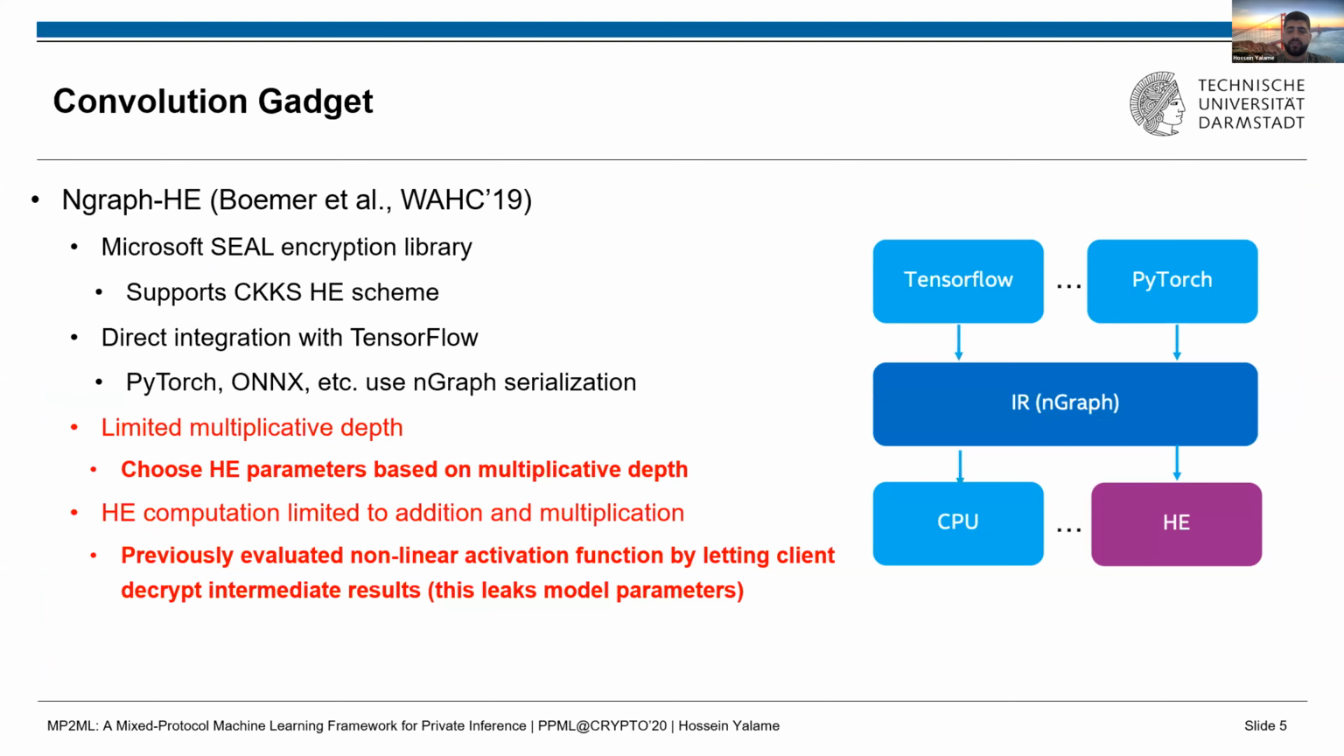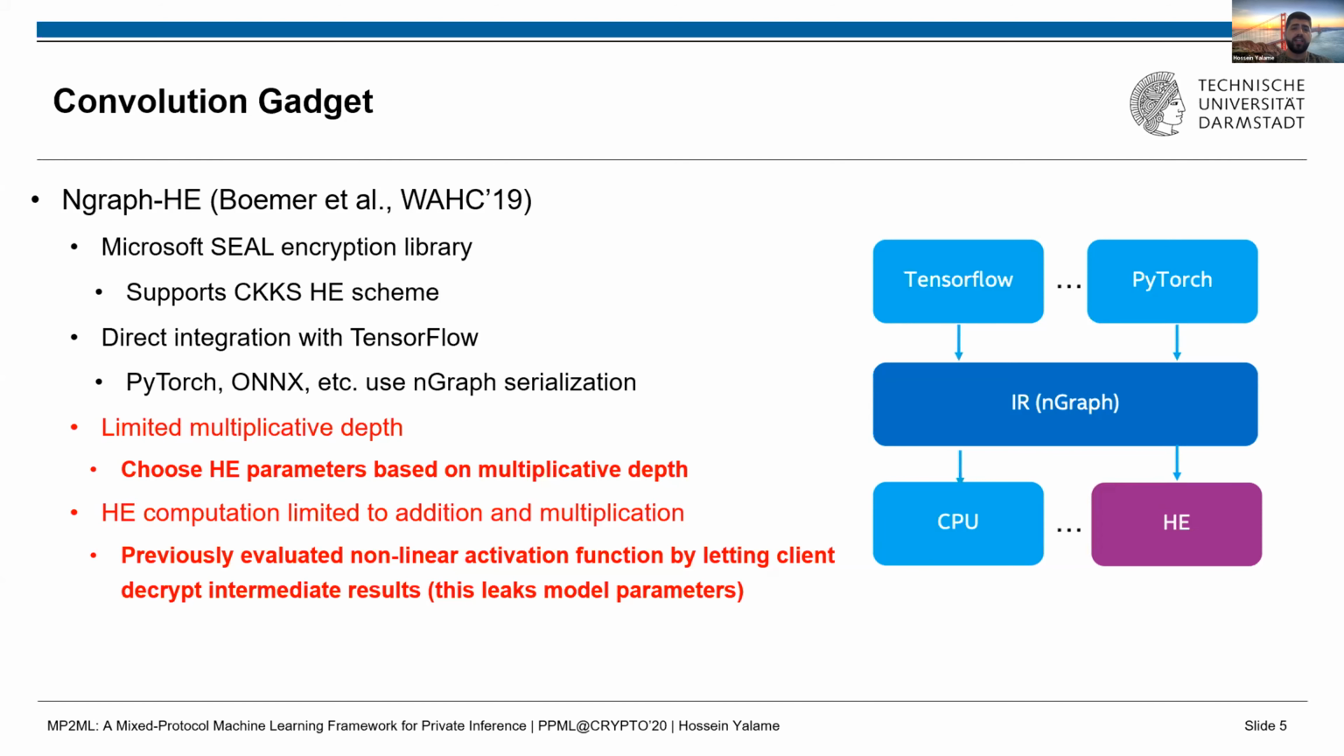We have two gadgets, one gadget for the convolution layer and one gadget for the nonlinear layer. For the convolutional layer, we use nGraph-HE. nGraph-HE is work from Intel last year. They support CKKS encryption and use the SEAL encryption library, which is also open source. And they have a direct integration with nGraph-TensorFlow, and for other popular frameworks such as PyTorch, you just have to convert the deep learning model to nGraph format before running it.